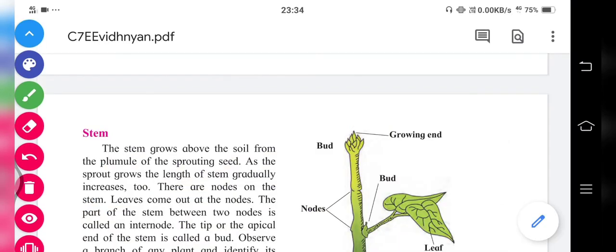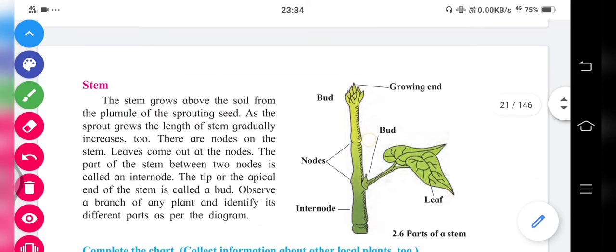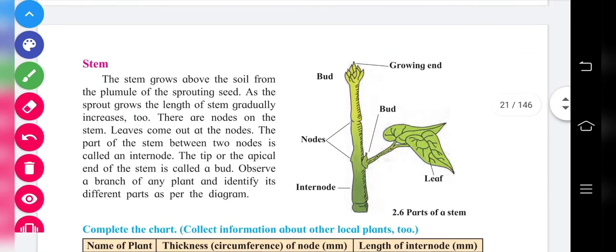So we study the stem. What is the stem? Stems grow above the soil. The next point is that the sprouting seed produces the plumule. From the plumule the stem grows. The next point is that the length of the stem gradually increases as the plant grows.